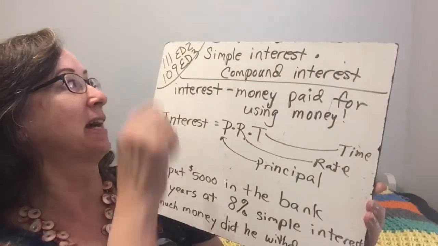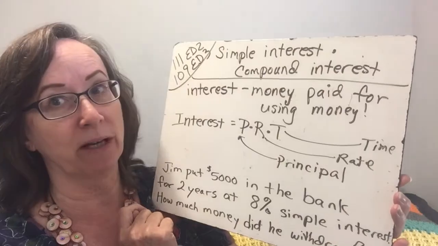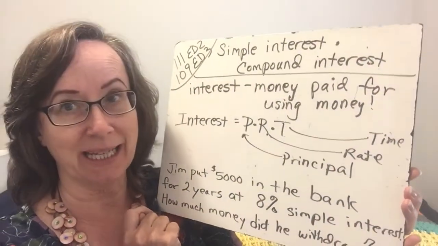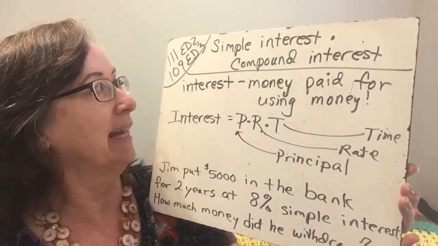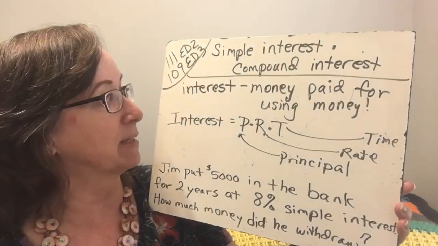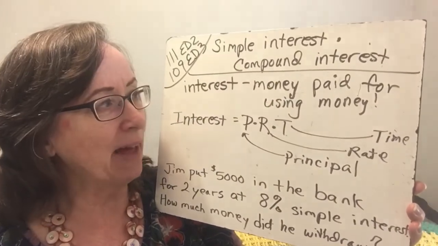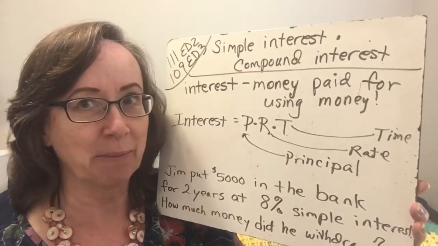And today we're talking about 111 Edition 2 and 109 Edition 3 in your Saxon Blue books. And we're talking about simple interest and compound interest today. And interest is simply money that is paid for using money.